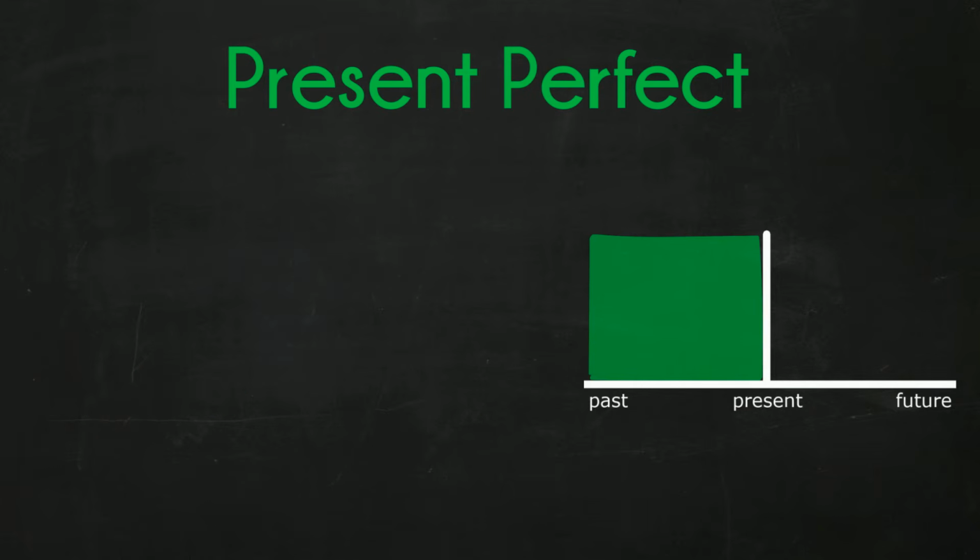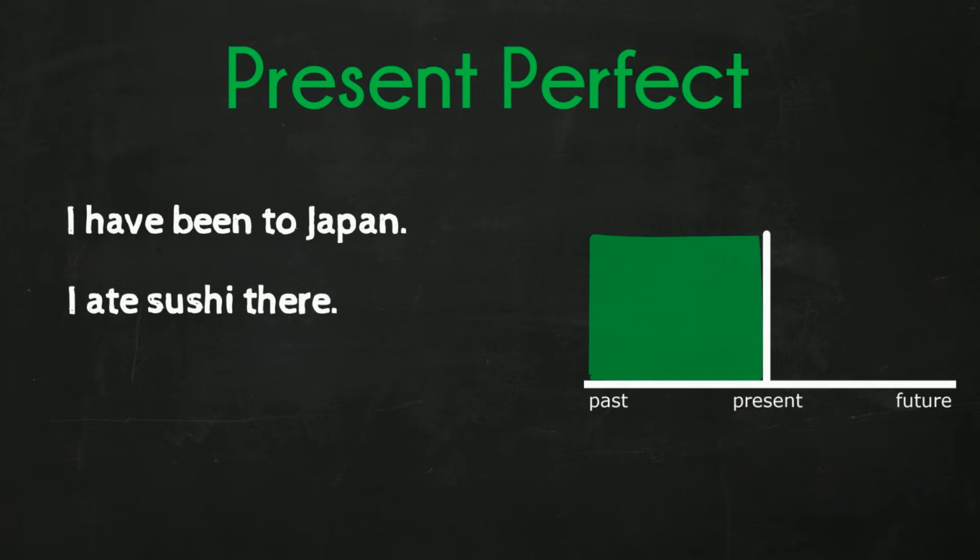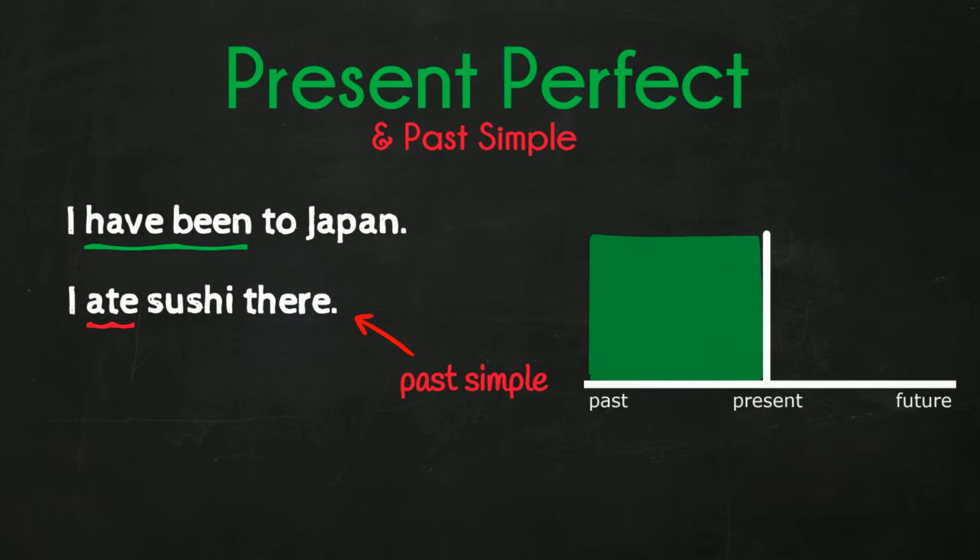Here's another example. I have been to Japan. I ate sushi there. The first sentence is in present perfect. The second is in past simple. Because it's not important when I went to Japan, except that it happened in the past. But it is important when I ate sushi, when I was in Japan.